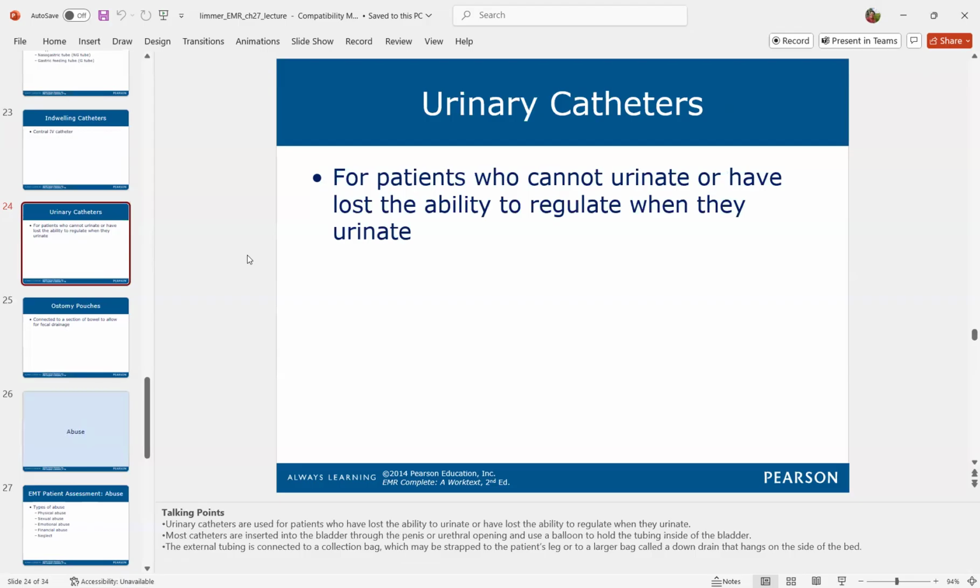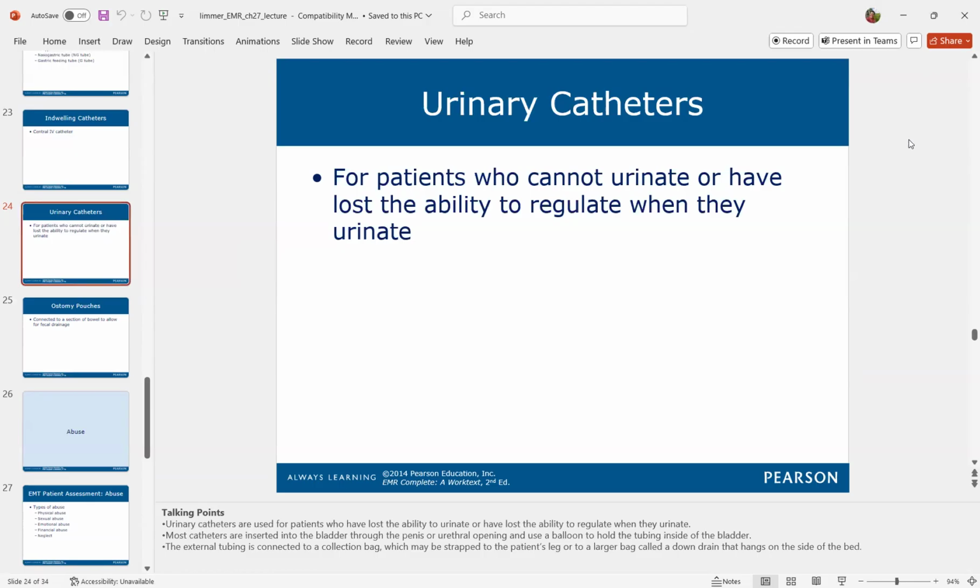through either the penis or the urethra opening. They use a balloon that they blow up and tubing to hold it inside. The external tubing is connected to a collection bag, usually one of those round bags, or they can have a leg bag strapped to their leg. Or the bigger ones have a down drain so you can empty them. They're not doing these as much as they used to because of infections. Especially females are very prone to infection when they get these. So they're actually using these only when they have to, like if somebody has a broken hip or something like that.